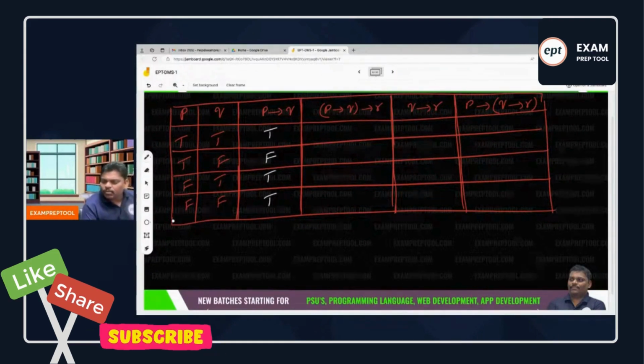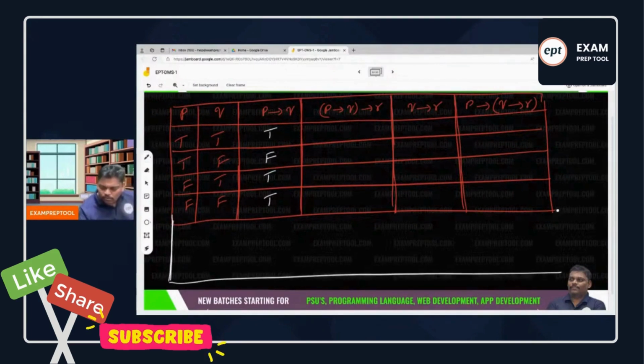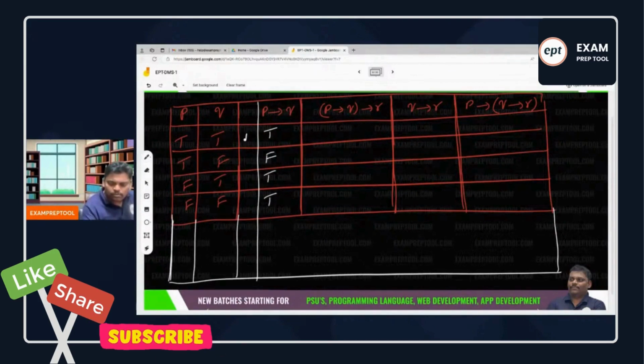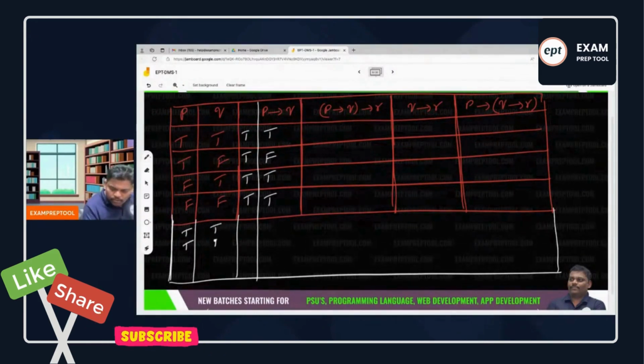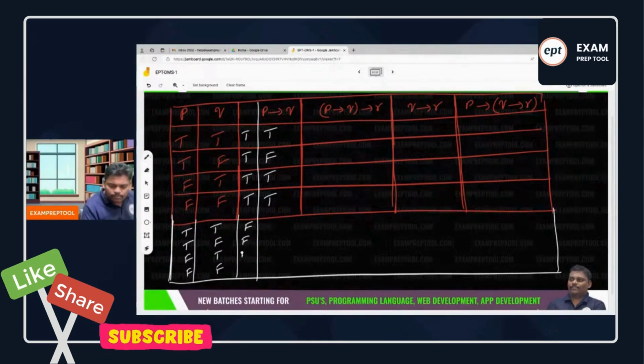I think anyhow it is not required. If you want, I will write P, Q, R. It requires totally 8 combinations. If required, I will write those, because I need R also. True, false, false, true, false. All combinations I covered. For this, assume all are false.